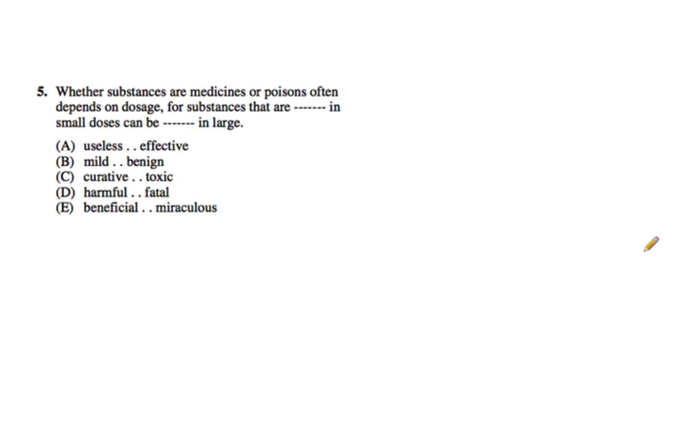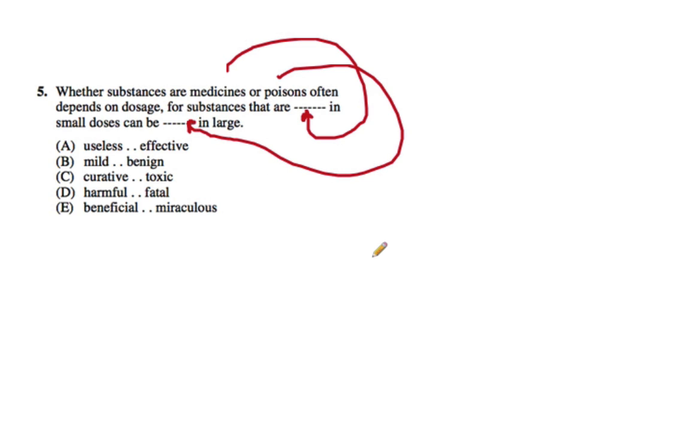All right, question number 5. Whether substances are medicines or poisons often depends on dosage. For substances that are blank in small doses can be blank in large. Now, this is a very particular type of sentence completion question with 2 blanks, because in this type of sentence, it's not that one blank is easier or harder than the other. It's that they're essentially represented positionally in the sentence. Here's what I mean. This sentence makes sense if we put medicines here and poisons here. And we'd read it this way. Whether substances are medicines or poisons often depends on dosage. For substances that are medicines in small doses can be poisons in large. And that's what it means.